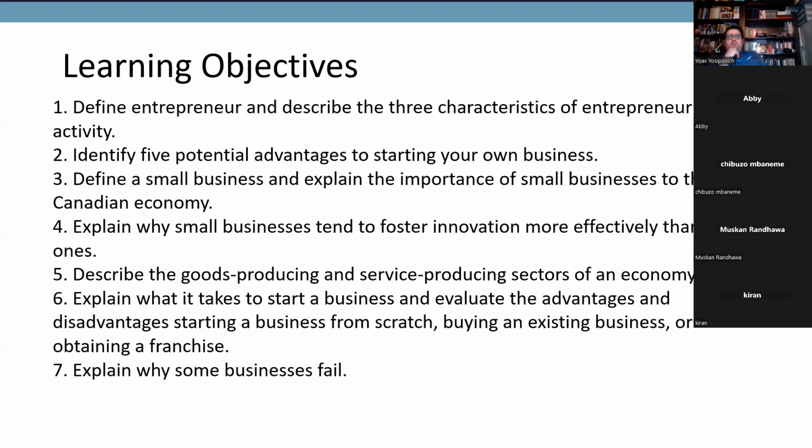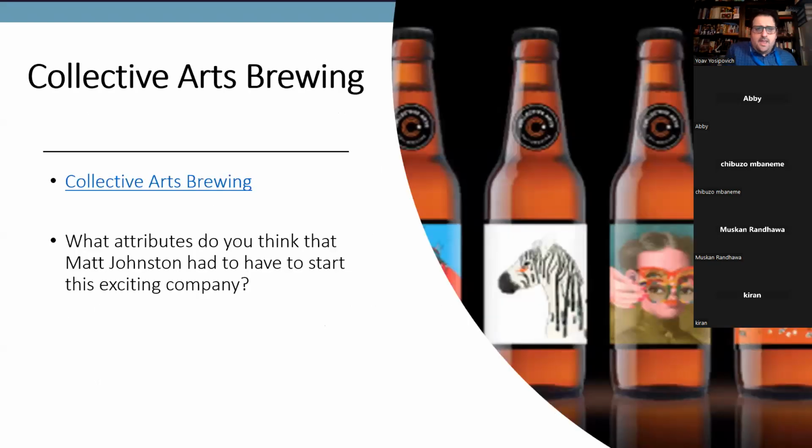So a lot of times when we describe goods producing and service producing, we're going to explain what it takes to start a business and evaluate the advantages as well as disadvantages, unfortunately, of starting a business from scratch, buying into an existing business, or obtaining a franchise. So we're going to talk a little bit about why businesses fail and hopefully understand a little bit more about the whole business environment. So a little bit more about some areas of interest in business.